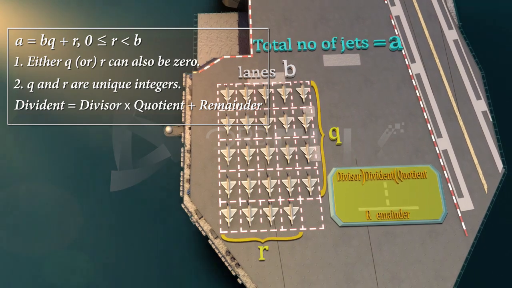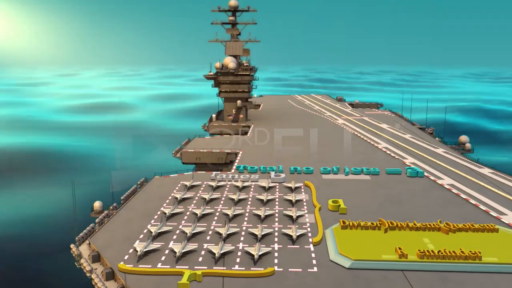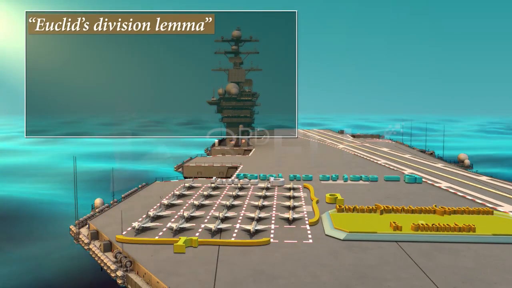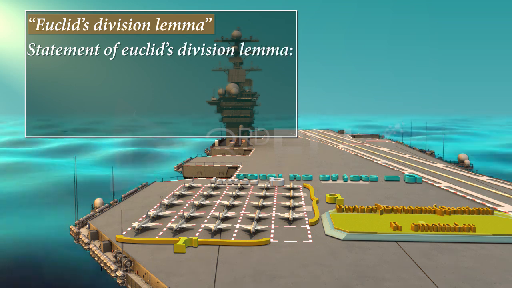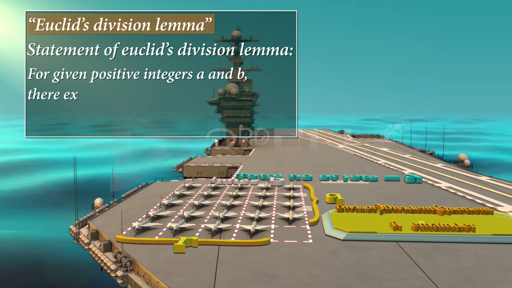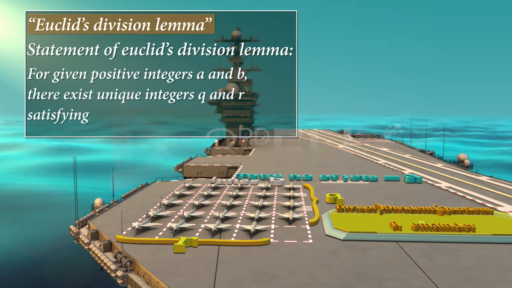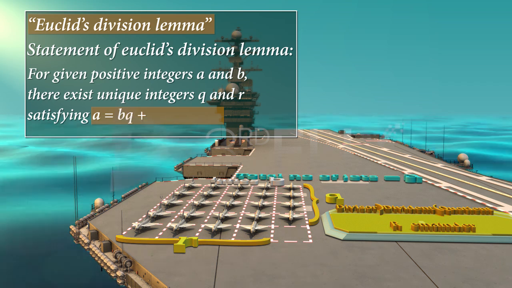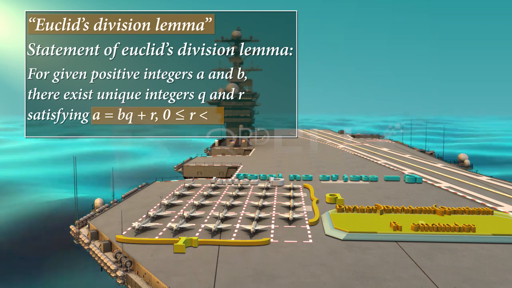Let us now give the formal statement of the result. Euclid's division lemma. Given positive integers a and b, there exist unique integers q and r satisfying a equal to bq plus r, 0 less than or equal to r less than b.